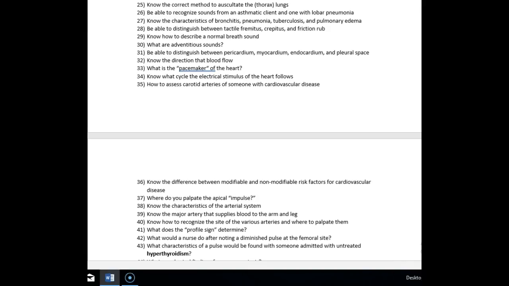Let me look at this study guide. Tactile fremitus, y'all know about that with the 99. Crepitus is just a real coarse kind of crackling sensation that's palpable over the skin. And a lot of times they say people probably have emphysema when you hear or feel the crepitus.